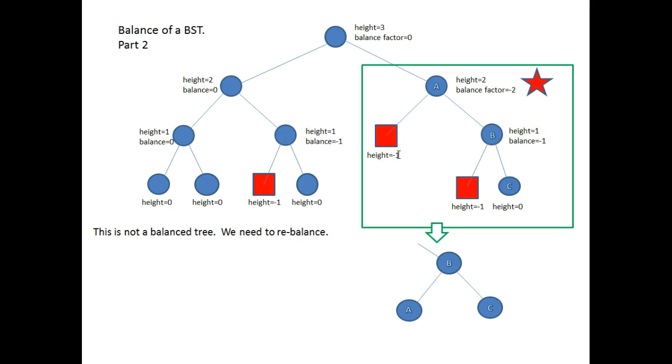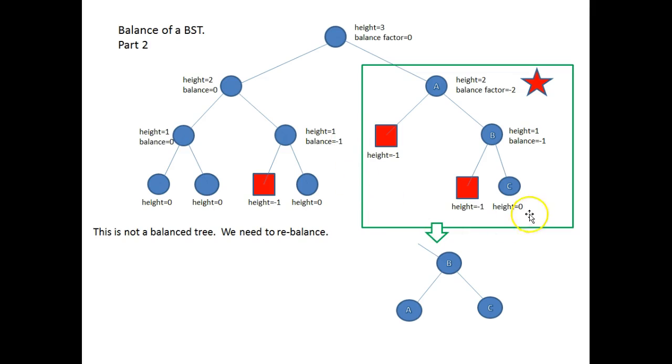Here's a height of -1, and here's a height of 1. -1 minus 1 equals -2. We've got a problem here. This balance factor has a magnitude that is greater than 1. Over here everything's okay. We didn't change anything from the previous slide.